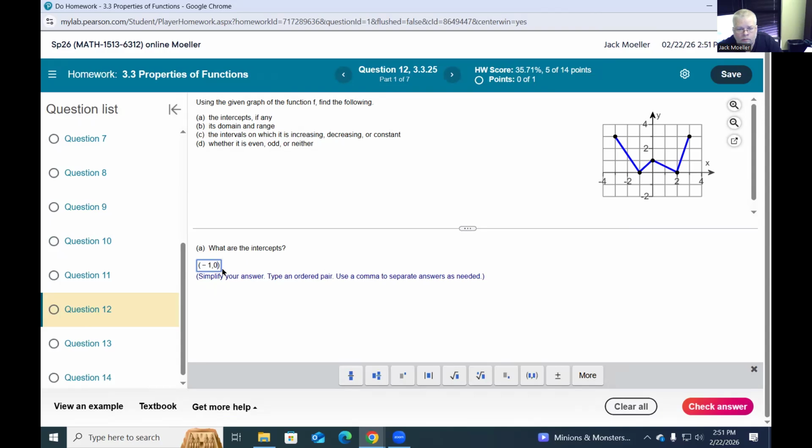And then a comma between them. So the next intercept will be our y-intercept. So that would be (0, 1). And another comma. We have another intercept. And so that third intercept would be at (2, 0).